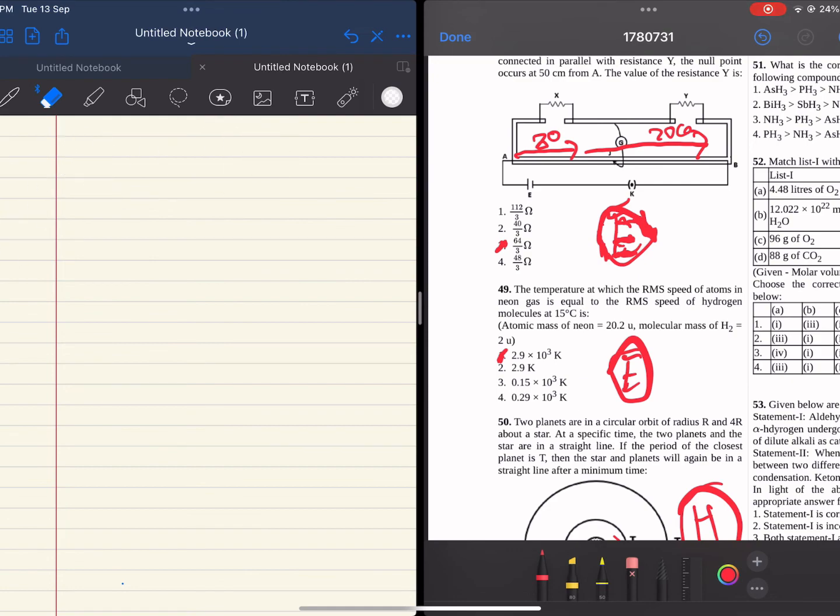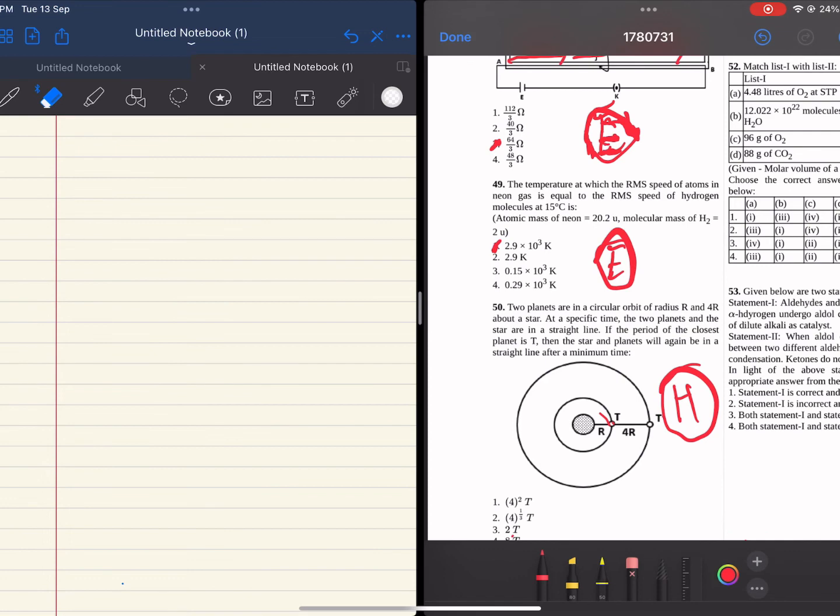50th question. Two planets are in circular orbits of radius r and 4r about a star. At a specific time, the two planets and the star are in a straight line. If the period of the closest planet is T, then the star and the planets will be again in a straight line after a minimum time. They will be in a straight line when they come into this position again. When will they come in this position again? Let's find out. We do this question using Kepler's third law, that is T square is proportional to r cube.